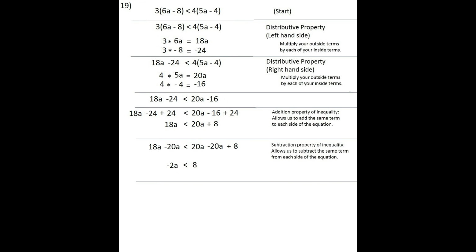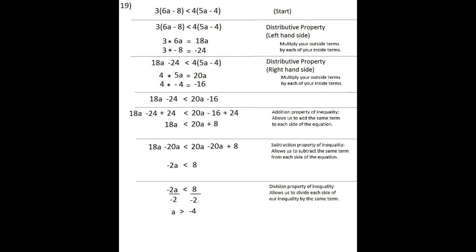We now have 18a is less than 20a plus 8. We're going to subtract 20a from both sides. And yes, we can do that. Let's see. We're going to have 18a minus 20a is negative 2a. And the right-hand side is going to cancel out, positive 20a and negative 20a. So it's going to be negative 2a is less than 8.